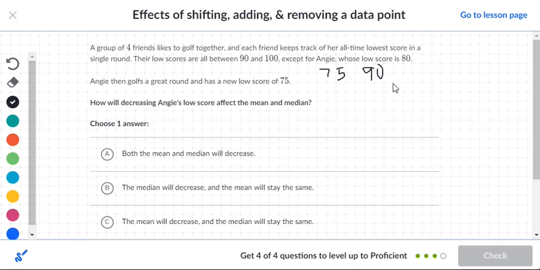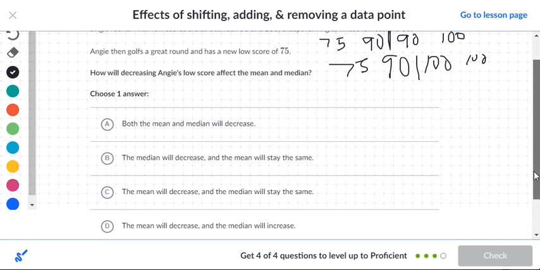And let's say the others could be 90, 90, and 100. There's our mean. We could also go 75, 90, 100, and 100. And that's really not going to change much with the median. So the median is not going to really have too much of a change in itself.